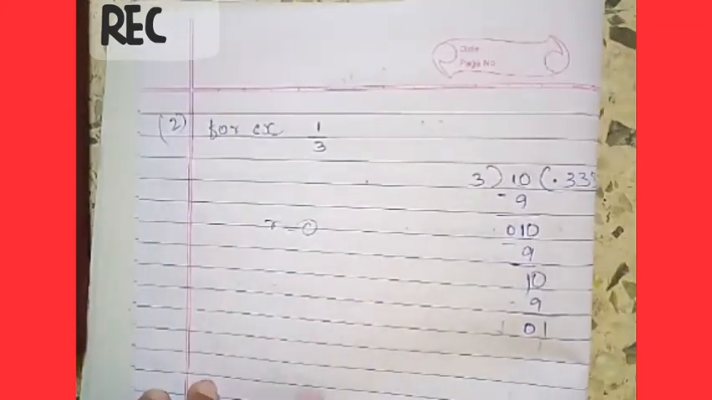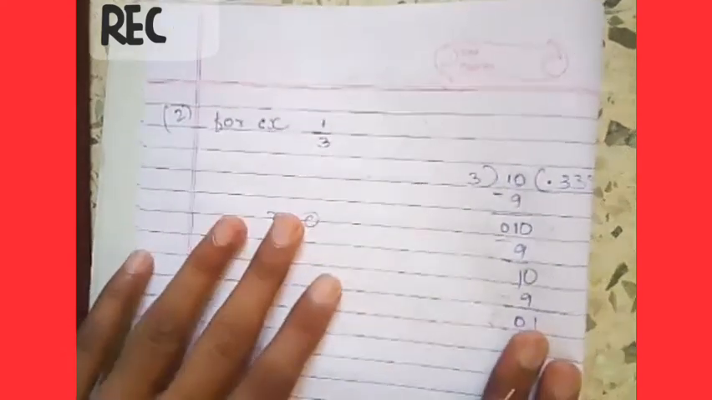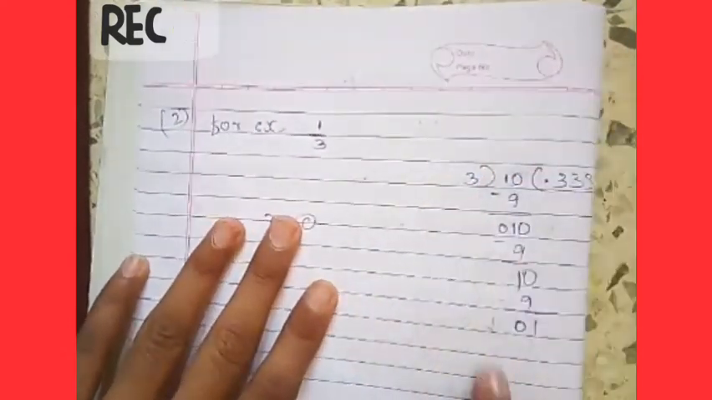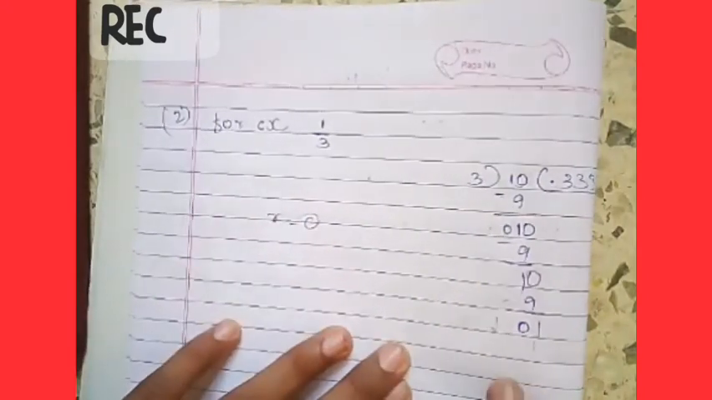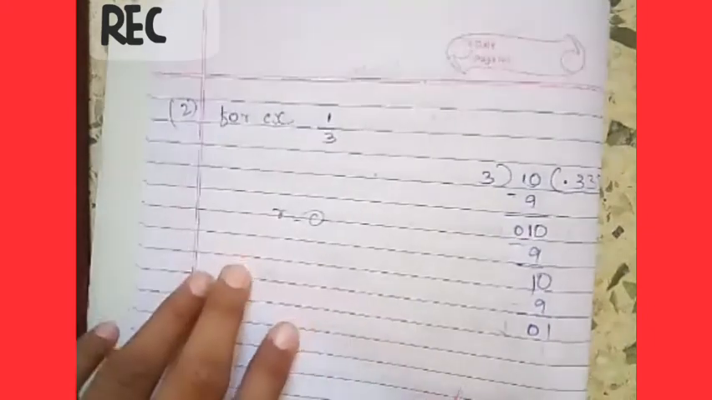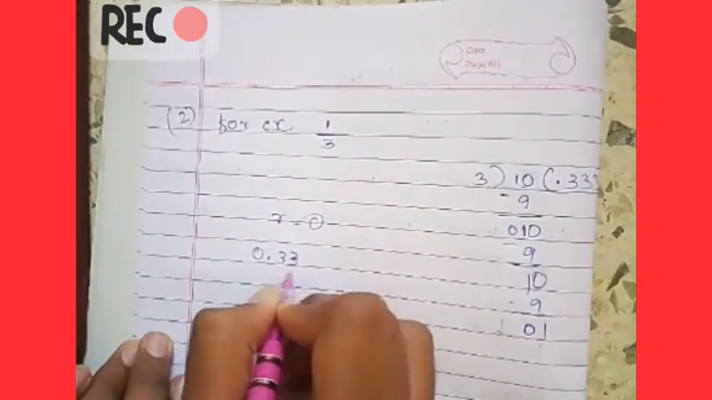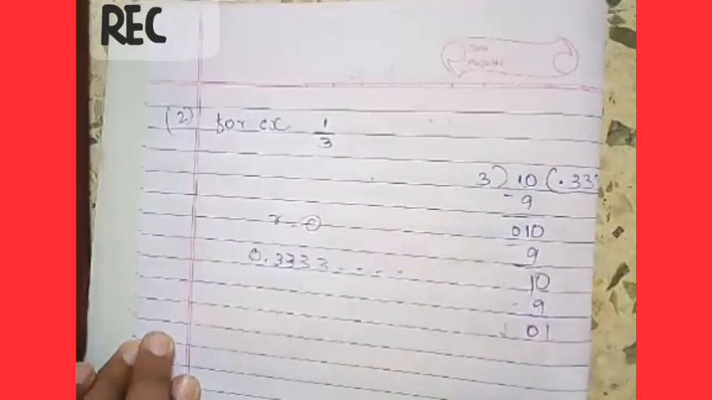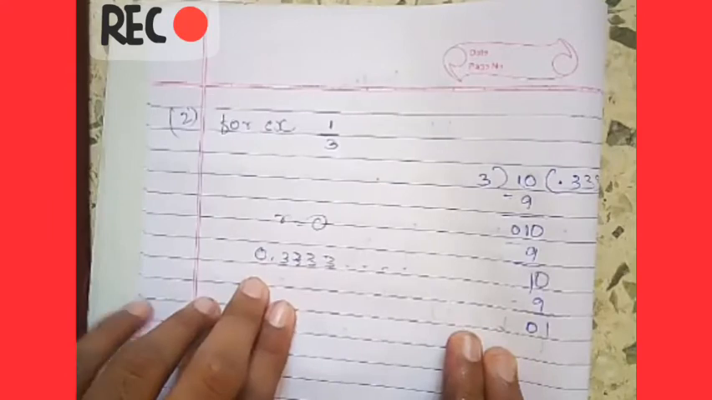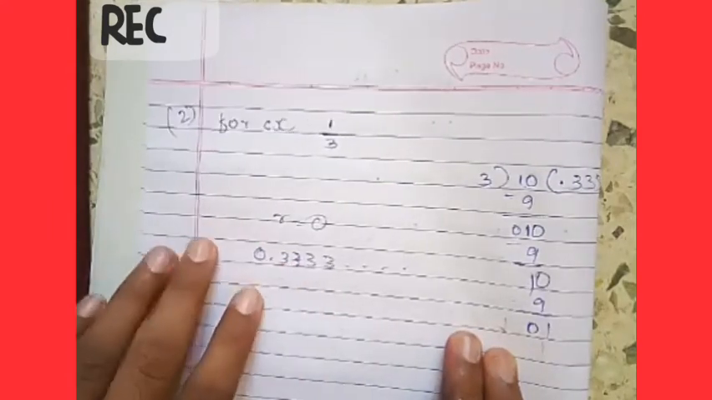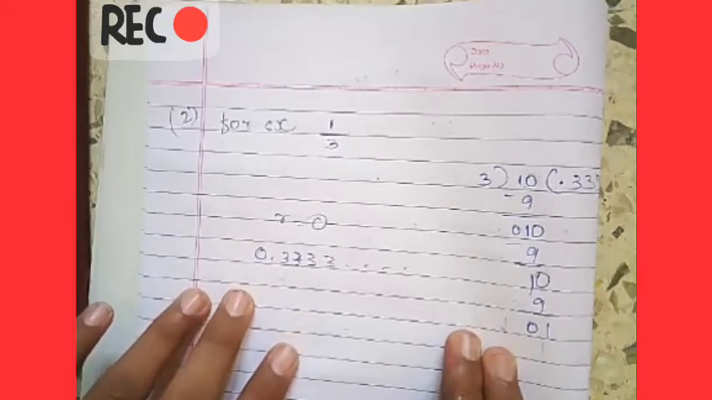So in this condition, the division will not get the remainder 0. And we will get 0.333333 and so on. We do not have any end of this division. This is the second category of the decimal.